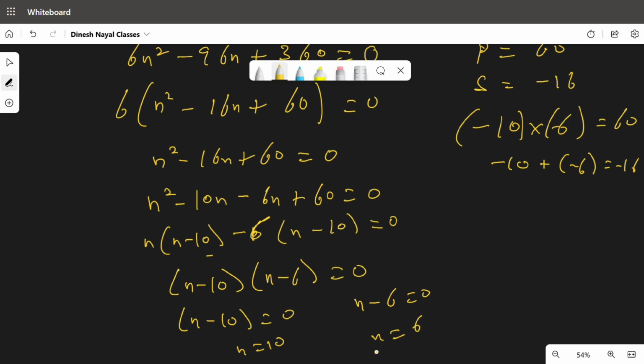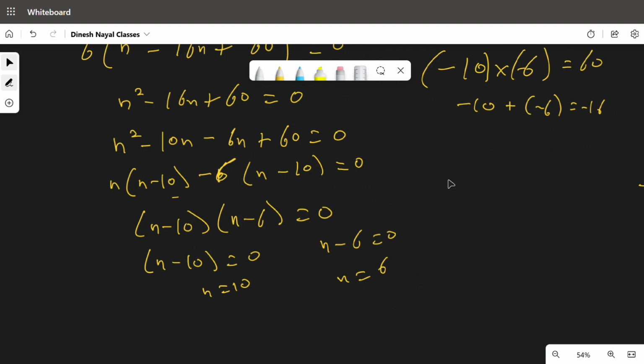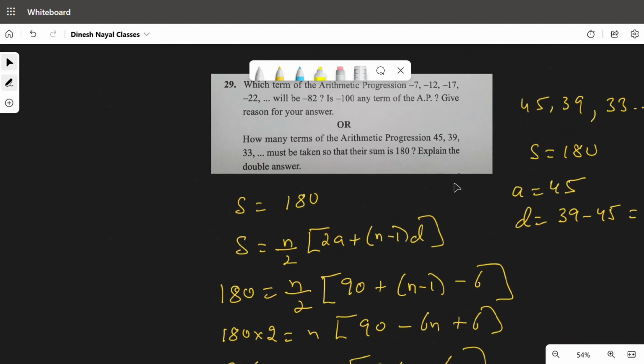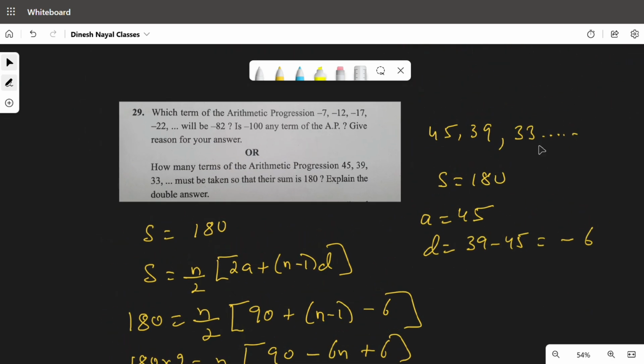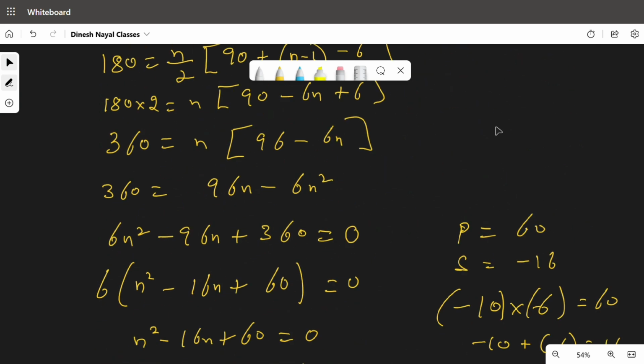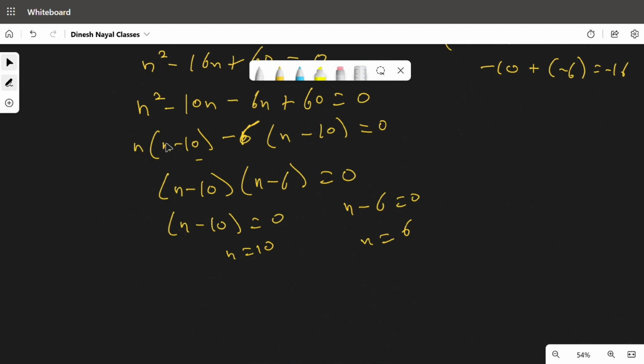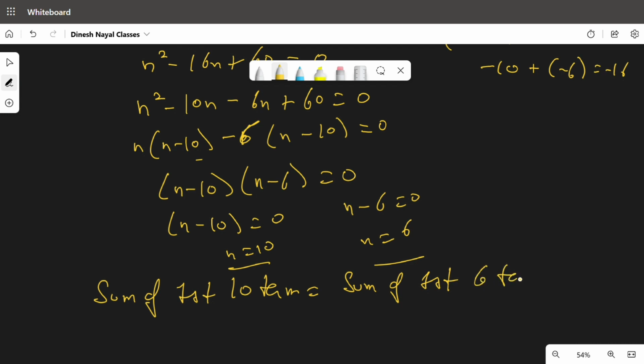Now see, you are getting two answers, 10 and 6. And that's what the question is, that you have to explain the double answer. Now the thing is that, as you can see from the AP, it's actually decreasing. So over some terms, it will get negative terms. So n is 10, n is 6. That means the sum of first 10 terms is equal to the sum of first 6 terms.